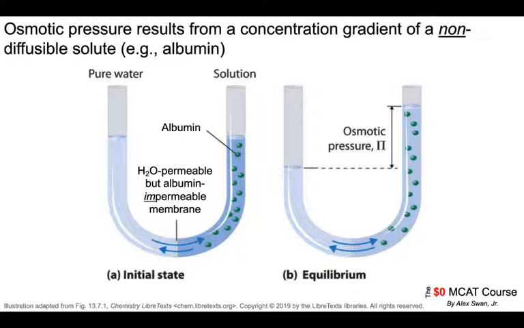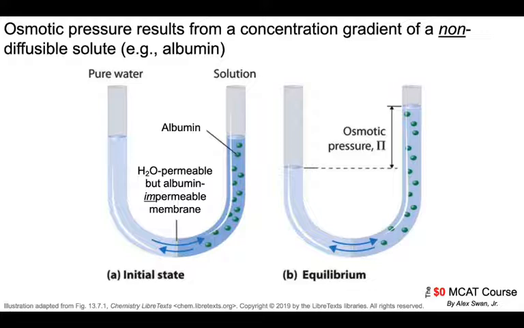Because what we do later is we first take this U-tube, right? We fill it with water, we put that membrane there, and then on the right side of that U-tube, we're going to put albumin, right? And albumin is going to dissolve into that solution. And this is going to be the initial state, right? This is going to be immediately after we put albumin onto the right end of that U-tube.